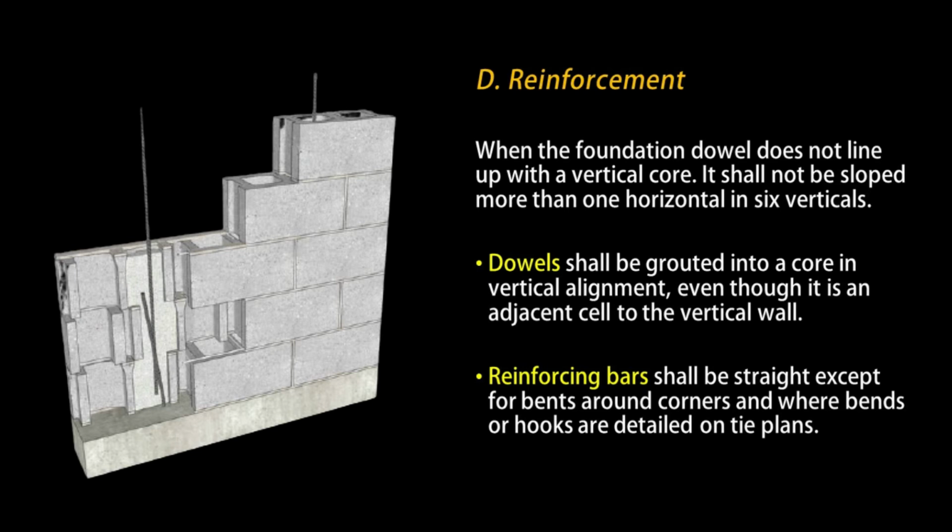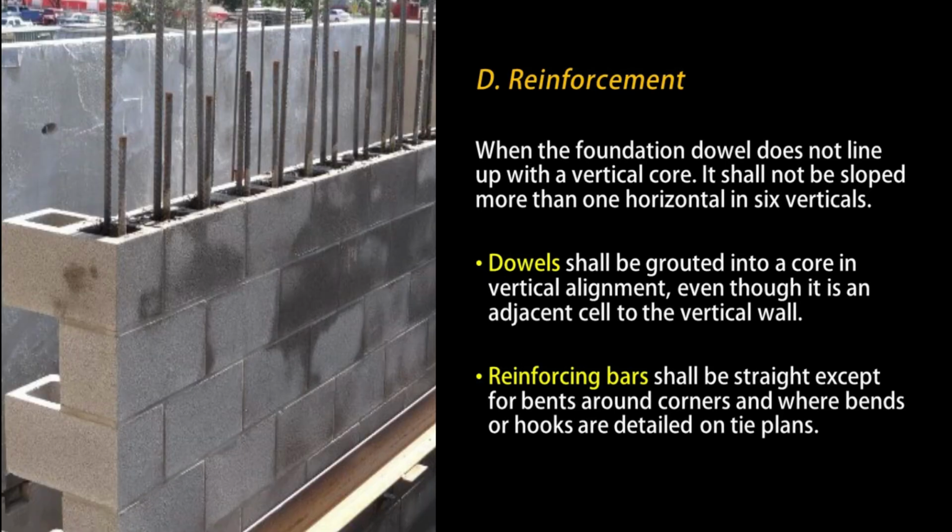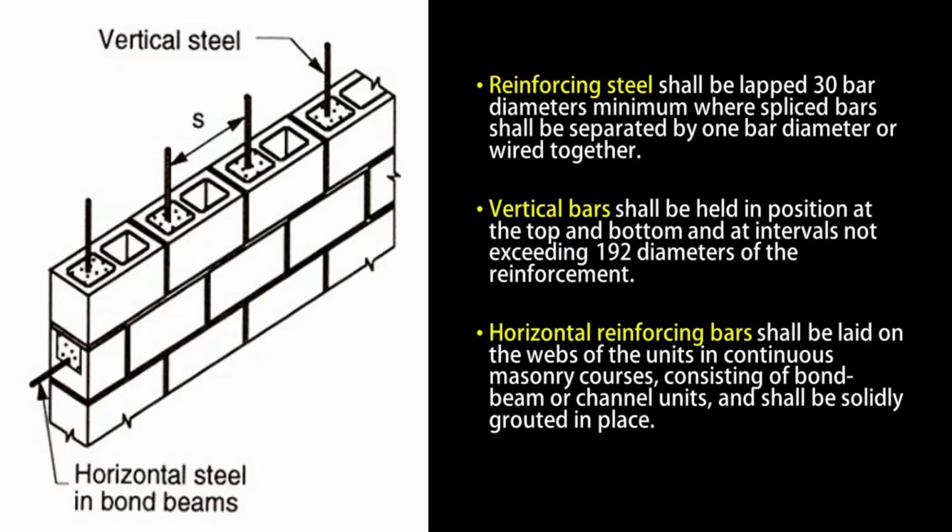Reinforcement. Dowels shall be grouted into a core in vertical alignment, even though it is an adjacent cell to the vertical wall. Reinforcing bars shall be straight except for the bends around corners and where bends or hooks are detailed on the plans. Reinforcing steel shall be lapped 30 bar diameters minimum, where spliced bars shall be separated by 1 bar diameter or wired together.